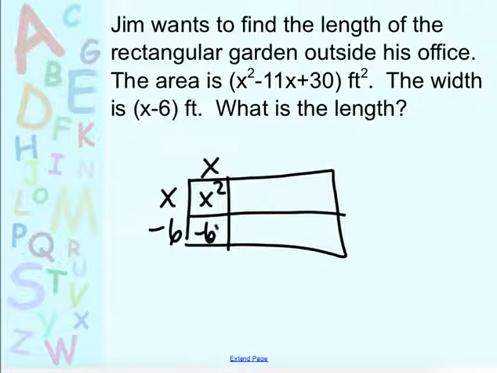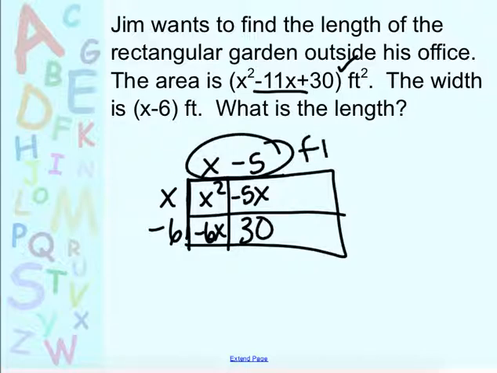So that gives me a negative 6 by multiplying it out. And to get to negative 11x, I would have to have another negative 5x, because negative 6x plus negative 5x gives me negative 11x. Okay, well, in order to get that negative 5x, I must have had a negative 5. So negative 5 times negative 6 is positive 30, which works for my garden, which means that the width is x minus 6, the length is x minus 5 feet.